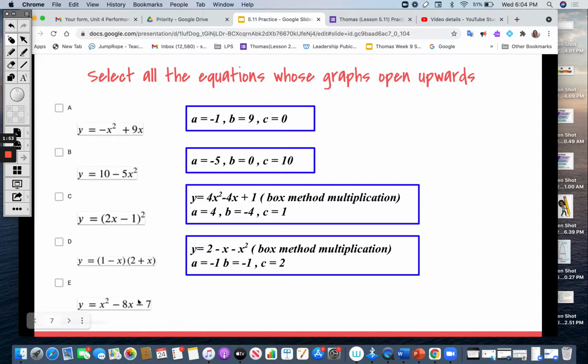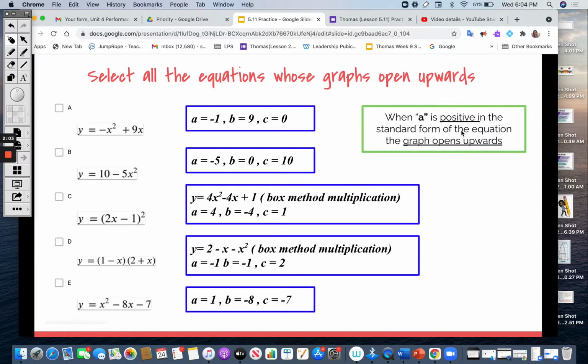And in the last equation, option E, A is equal to 1, B is equal to -8, and C is equal to 7. So if we recall what tells us how the curves open up or down, when A is positive in the standard form of the equation, the graph opens upward. So we want to be looking for all the options where A is positive.